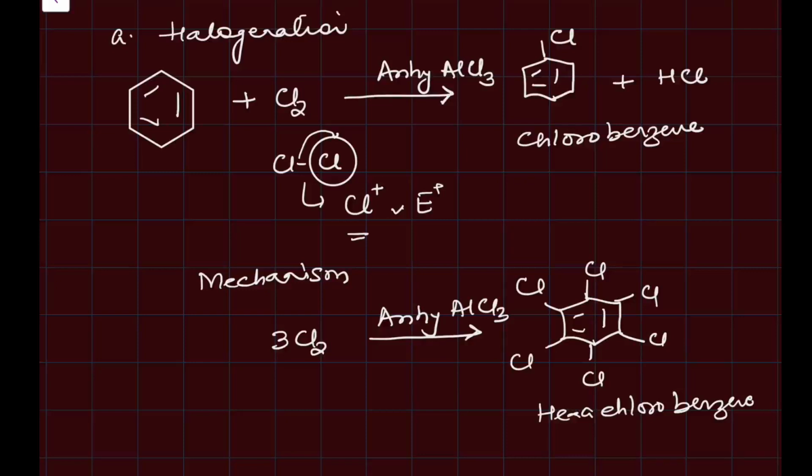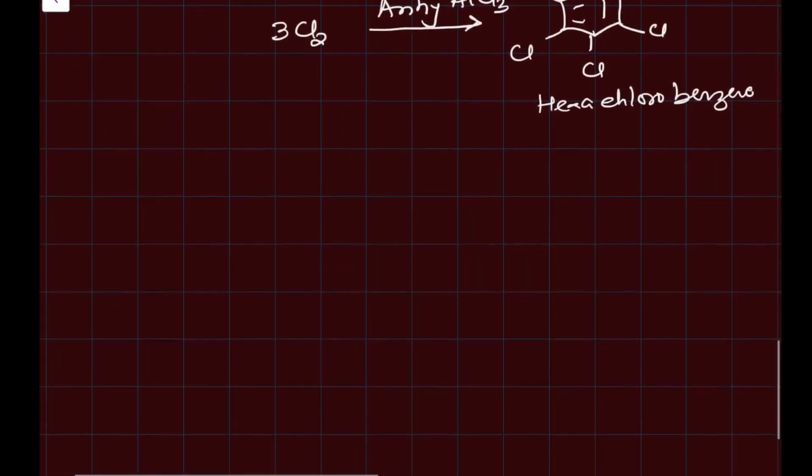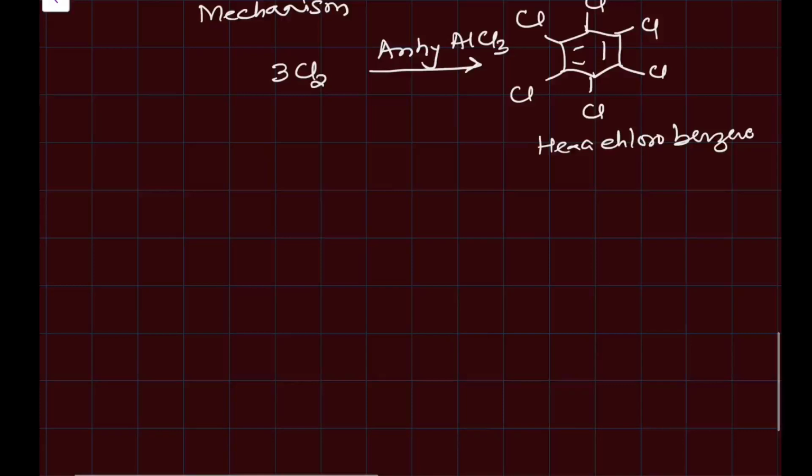Okay, now the function of AlCl3 is to act as a halogen carrier. It creates electrophile and it takes it to the benzene ring. In case we are doing iodination, students, please mind it, in case we are doing iodination, we don't need a halogen carrier.